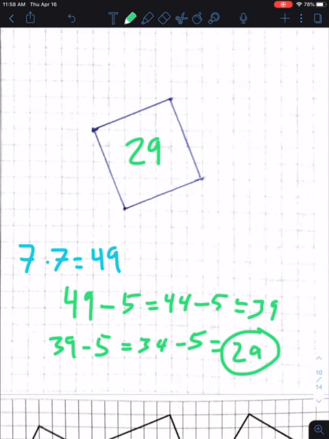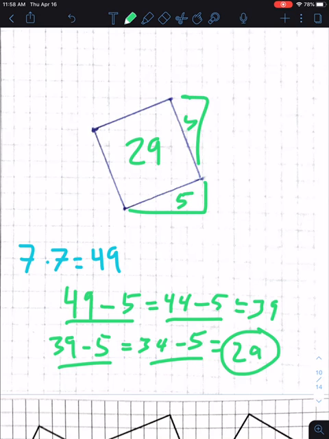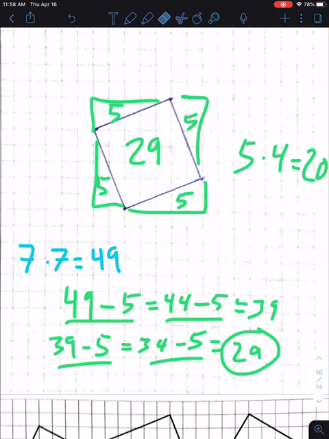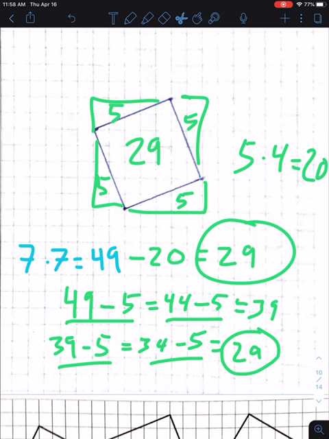Now instead of subtracting 5 four times, there's an easier way to do this. The area of one of those triangles is 5, so I know the rest of them are also going to be 5. And there's 4 of them. So if I just multiply 5 times 4, I get the area of all the triangles, which is 20. Then 49 minus 20 gives me 29, which is my answer.